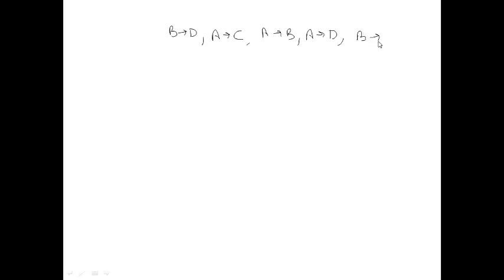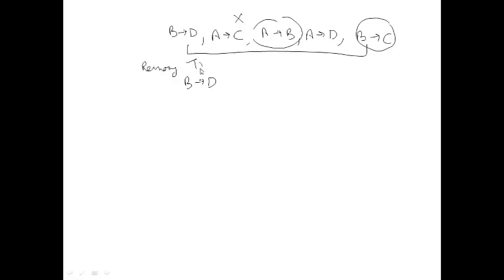Now we will see whether there is a transitive dependency. If it is so, we will remove that as well. So A determining B, B determining C, A determining C. From these two, I can determine A determining C because of transitivity, A to B, B to C. So we will remove this. It will be B to D. Now we are removing transitivity. A to B will be there, A to D will be there, and B to C will be there.